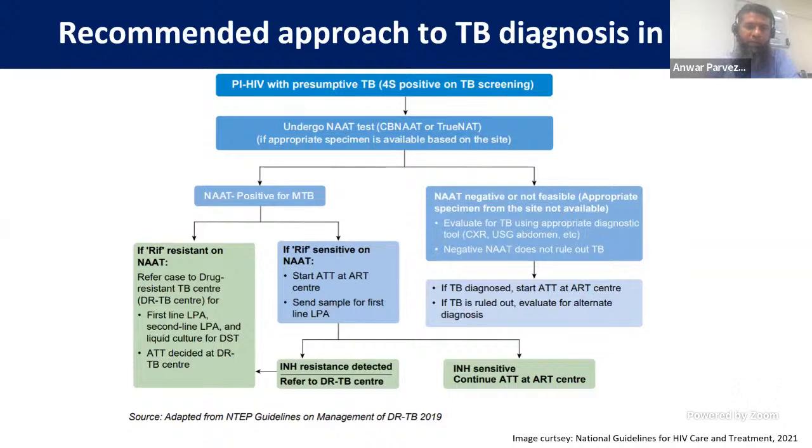In the beginning, if the CBNAAT is negative in these patients, then we look for other supportive evidence for active TB, like X-ray, sonography, and the clinical decision of the treating medical officer. If we think the patient has TB in the opinion of the treating medical officer, that is called clinically diagnosed TB, and then we decide on treatment based on our clinical decision.